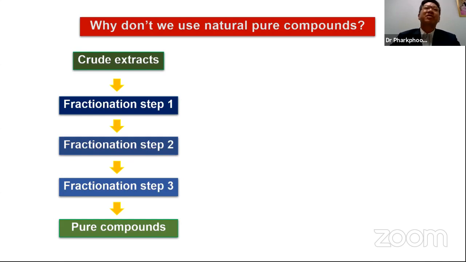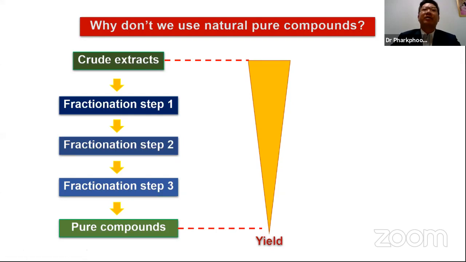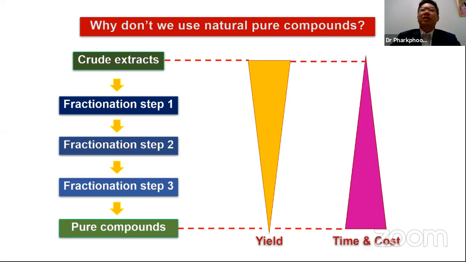If you are working on phytochemistry, you will know that when we purify a compound from the herbal extract, we use many steps for purification. And when you use several steps, what will you get? First, you will get a low yield of the pure compound because some compound will be lost during the several steps of purification. And in the opposite way, the time and cost of production will be increased, because several steps need a long period for purification, and also more steps increase the cost of production.